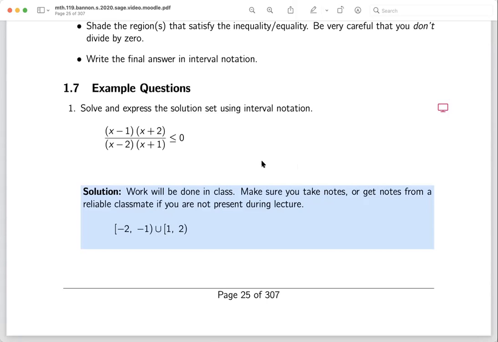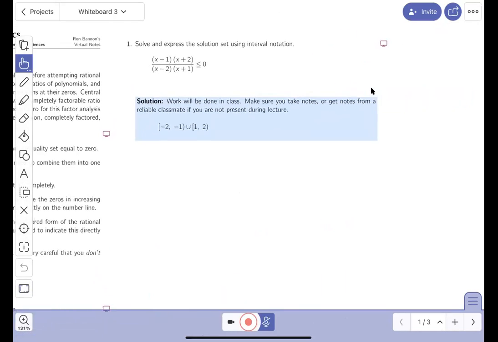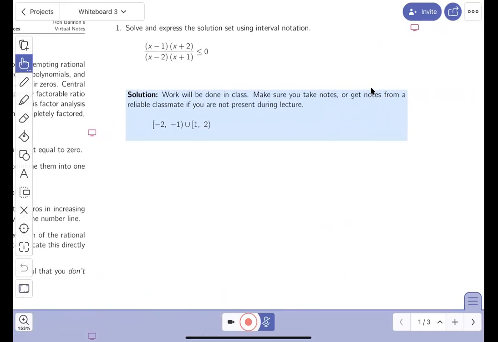I'm going to switch to the whiteboard now. Give me 1 second to do so. And we're going to do the examples. All right, rational inequalities. What are we going to do now? We're going to do example number 1. So what's example number 1? Excuse me, 1 second.